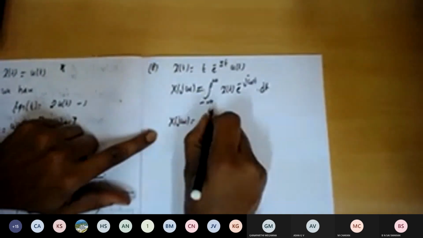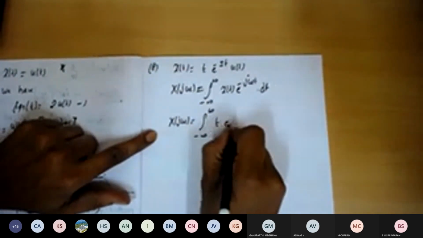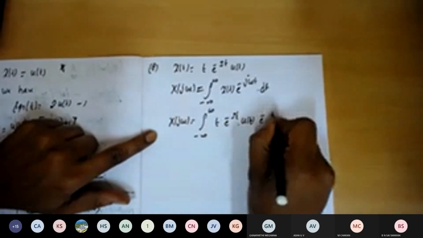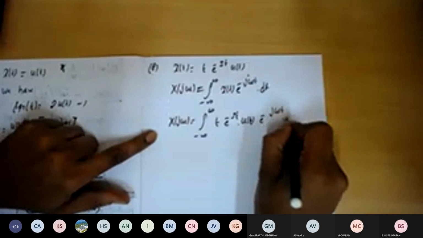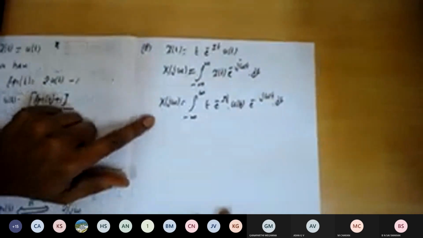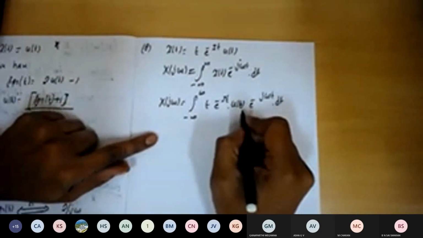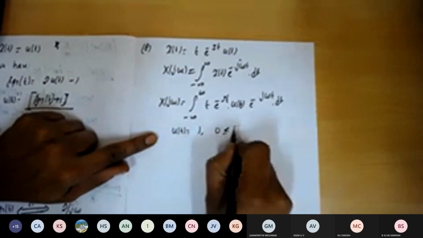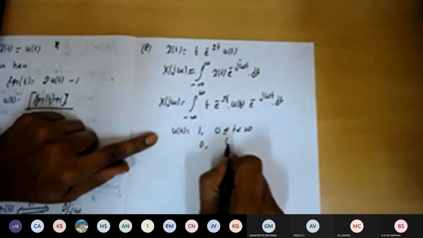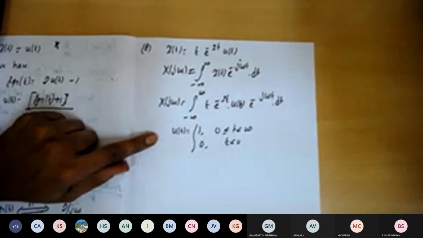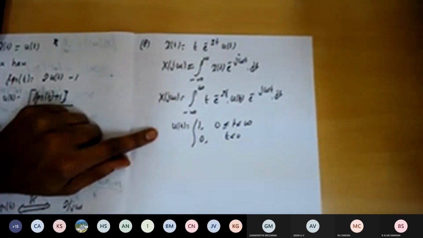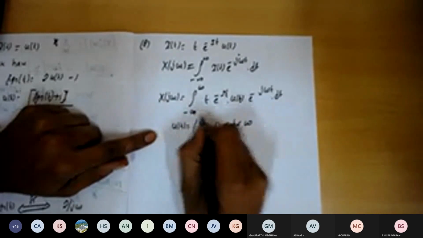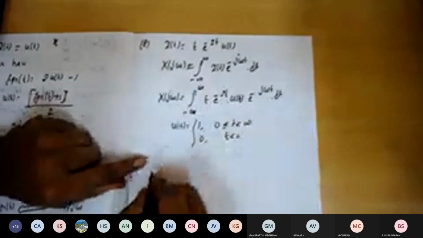So the integral from minus infinity to plus infinity of x(t) is t e^(-3t) u(t) e^(-jωt). We know u(t) is equal to 1 for 0 < t < infinity and 0 for t < 0. So now we can replace u(t) with the value 1 and change the limits of the integration to 0 to infinity.